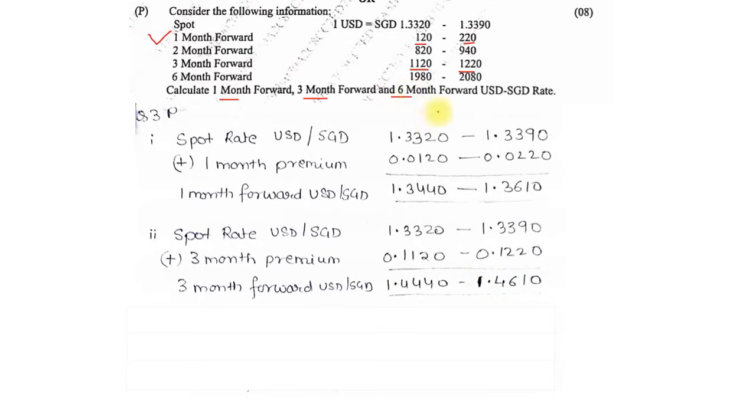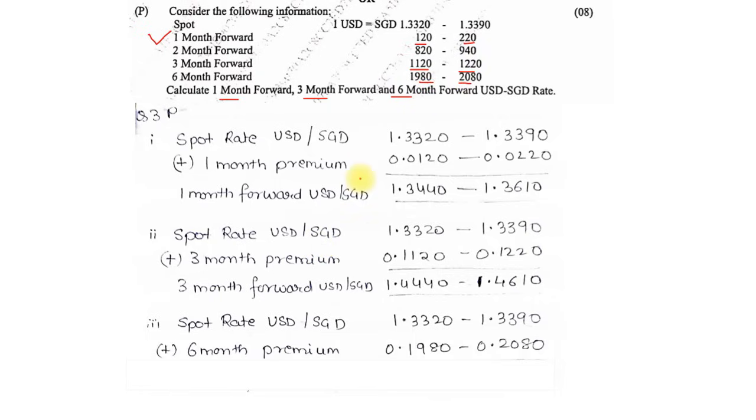And lastly, they told us to find for 6 months. Same way, we first note down the spot. For 6 months, again, bid is smaller than ask, so it is a 6 month premium. We add the values and we get a 6 month forward rate, 1.5300 and 1.5470.